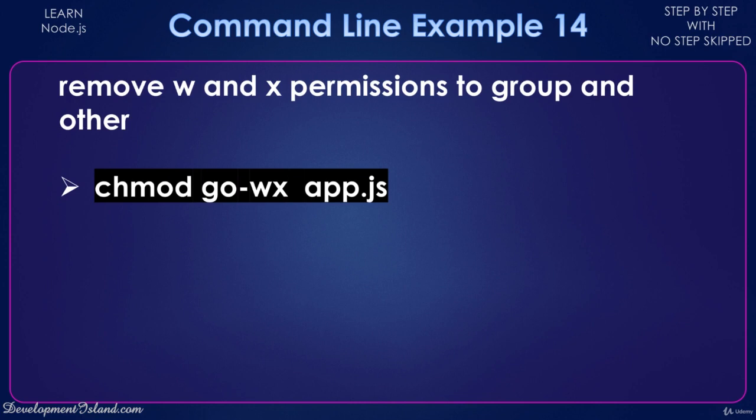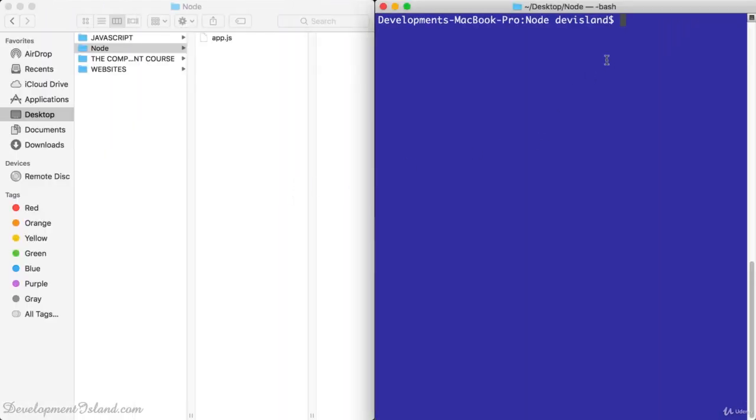So in this example, we want to remove the write and execute permissions for both the group type and the other type. So the syntax is chmod, group other, minus instead of plus for adding permissions, so minus for removing permissions, and then write and execute. So let's try this. By the way, to clear the console, you can just use the command clear.